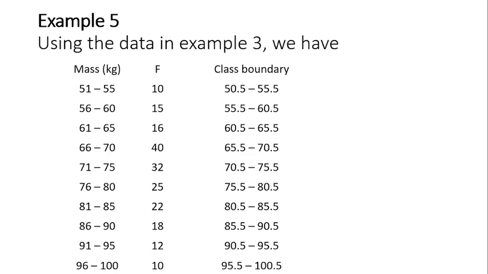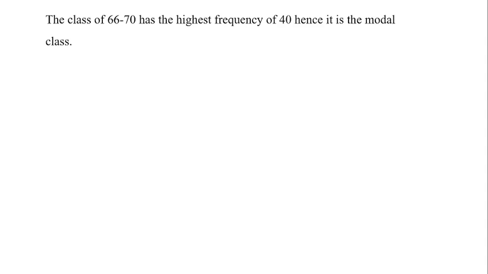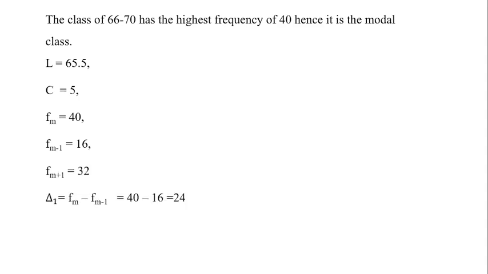So then the lower class boundary there is 65.5. The frequency of the modal class is 40. The frequency of the class before the modal class is 16. And the frequency of the class after the modal class is 32. So you now take those values and put them into the formula. Our L is that, our C is 5. C is the class width. From 55 to 59 is 5. So each of them has a class width of 5. So we now do those calculations.